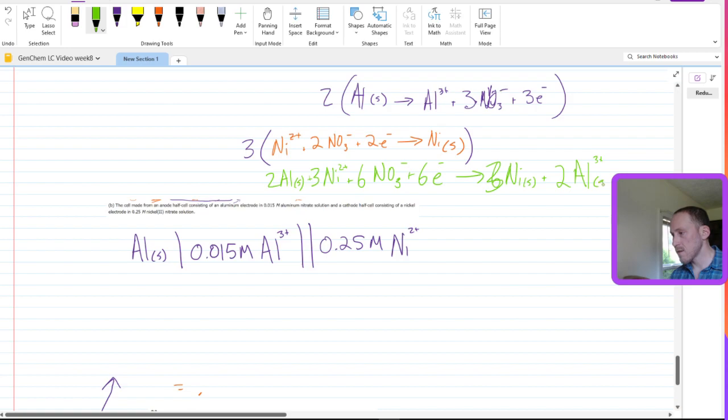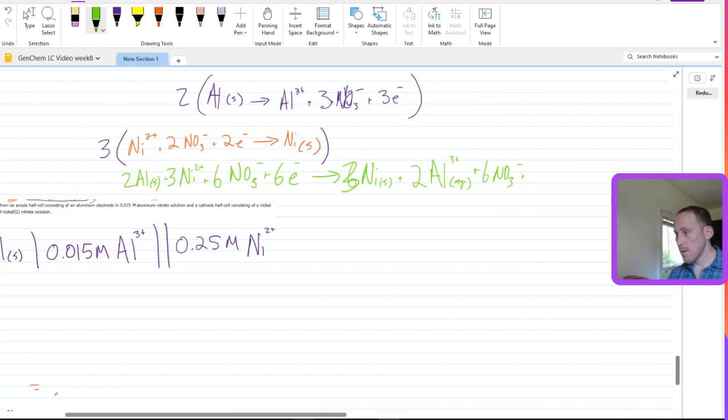Aluminum cations, there we go. 6 nitrates plus the rest. I think I am going to call it a day after this one.